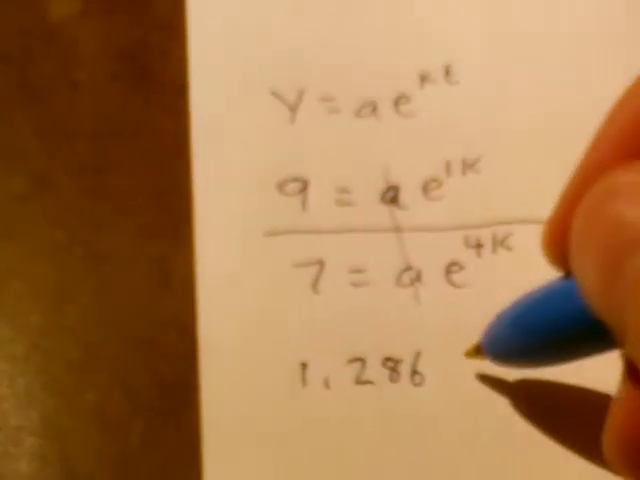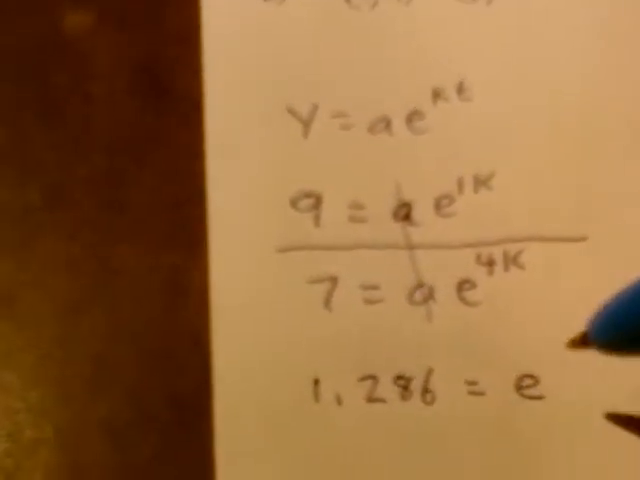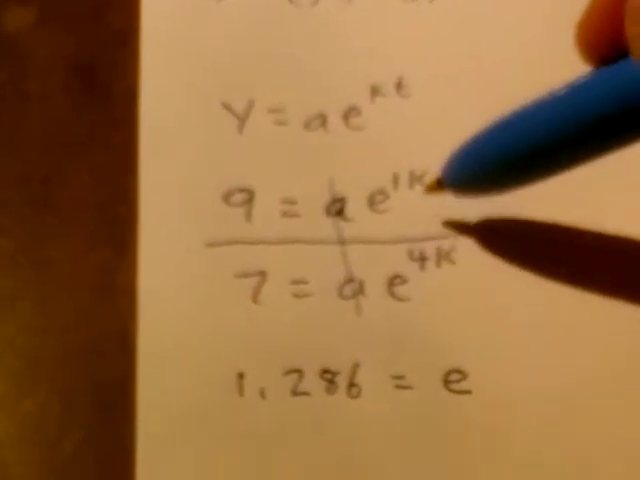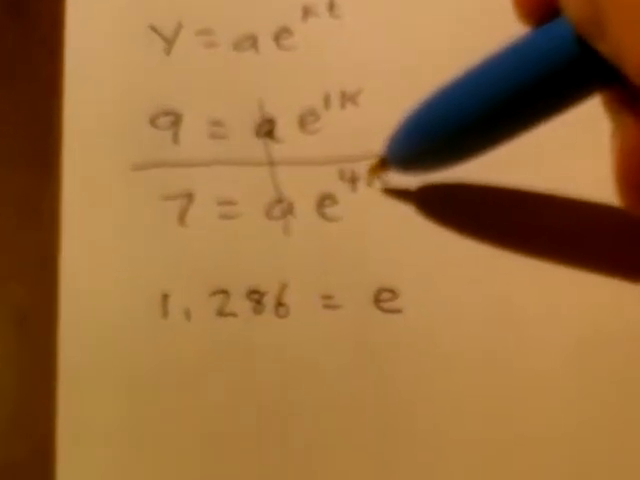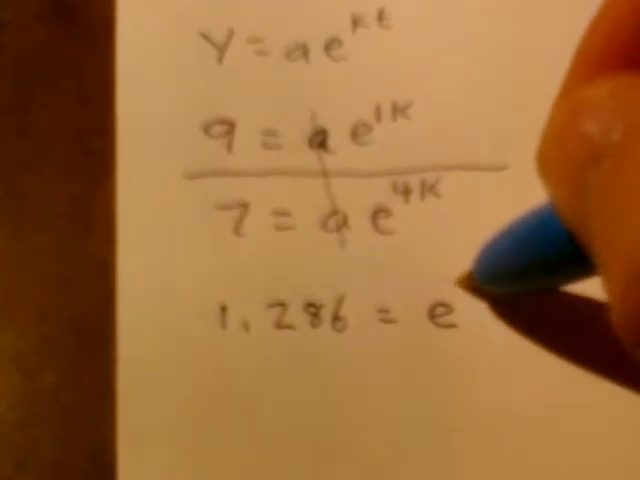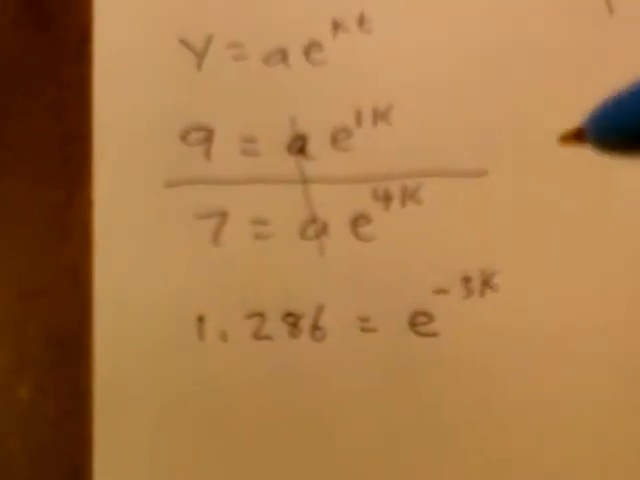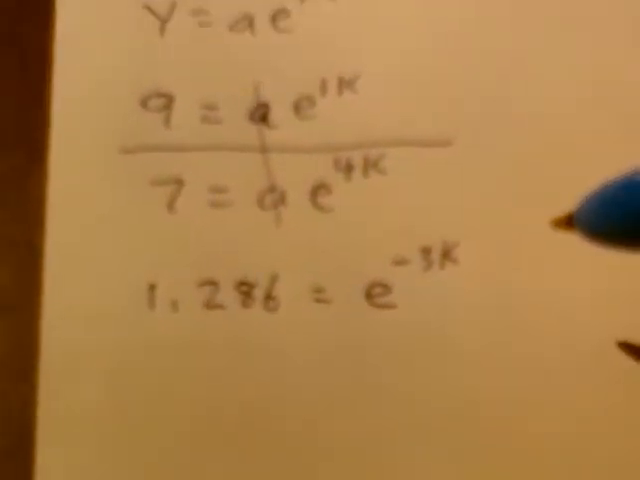1.286 equals e to the, now we know that when we're dividing here, we got e to the 1k divided by e to the 4k is e to the negative 3k. So we're on our way to finding k here. So now in order to find k, we need to natural log both sides, just like we have several times.